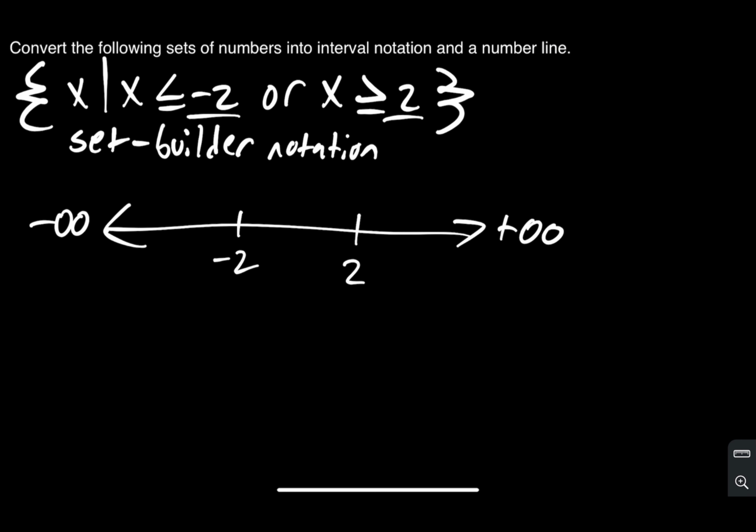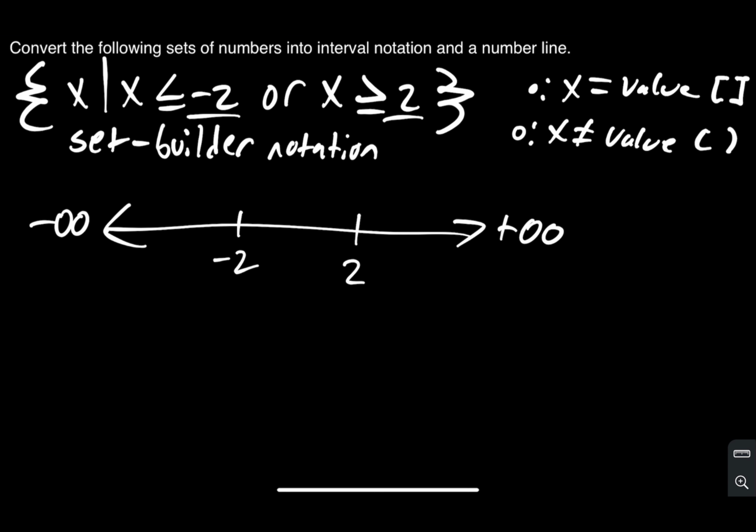Now all we have to do first is determine if these values are going to have a hollow point or a shaded endpoint. You have a shaded endpoint whenever x can equal that value, when x can be exactly that value. And we represent that with brackets in interval notation. We have a hollow point whenever x cannot equal that value. And we represent that with parentheses in interval notation.